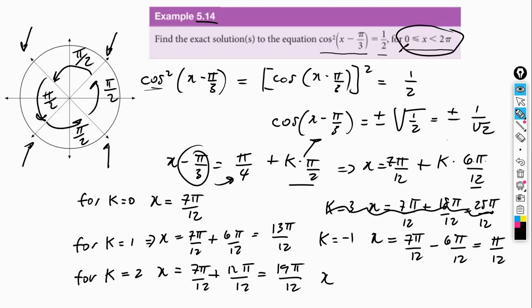X is equal to pi over 12, 7 pi over 12, 13 pi over 12, and 19 pi over 12.